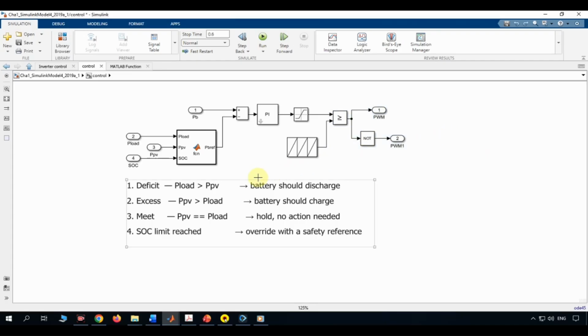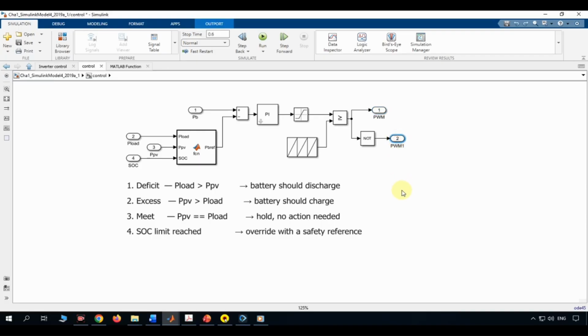Here's the flow at a glance. Pload, PPV, and SOC all feed into an FCN block that outputs ref, the reference power the battery should be delivering right now. That reference gets compared against PB, the actual measured battery power, producing an error. A PI controller acts on that error, gets clipped by a saturation block, and finally gets compared against a sawtooth carrier to produce a switching pulse train, PWM for one IGBT, and its logical inverse, PWM1, for the complementary IGBT.